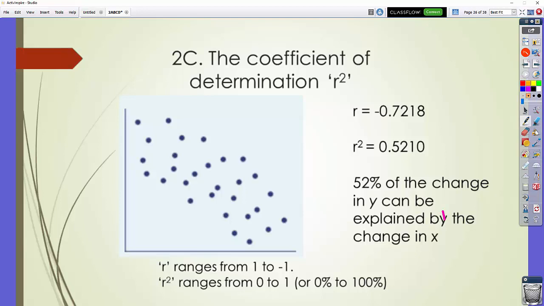Why r squared? Why do we need to square it? I think you should know the answer now if you think about it. Because we want a positive value. That's all. We've got to have a positive value so we can turn it into a percentage, so we square it. Don't just change the sign, we square it.